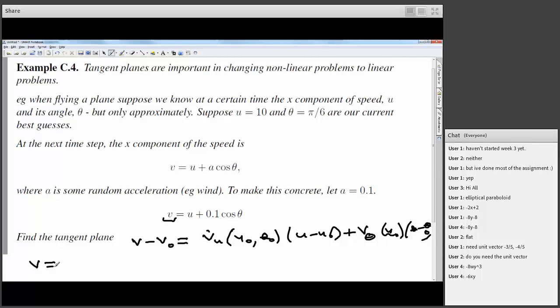So we've got to work out a few things here. We've got u naught is 10, theta naught is pi on 6. So that's our estimates for what it really is. They might not be the real values. It could be a little bit more or a little bit less. So there's some degree of error. And so u and theta are the real values. u naught and theta naught are our hopefully good approximations, is the idea. So these are good approximations. And if you plug these numbers in, you can work out what v naught is.